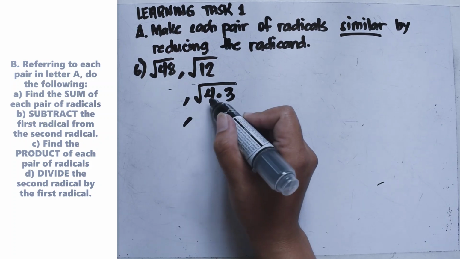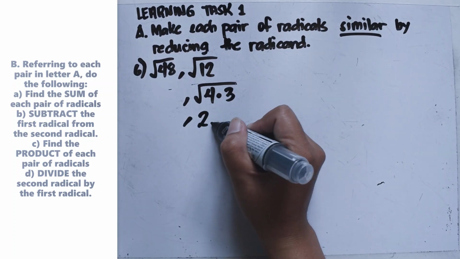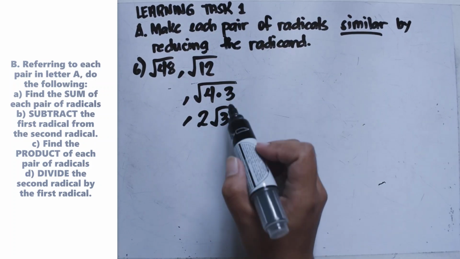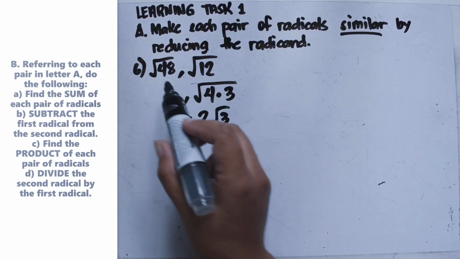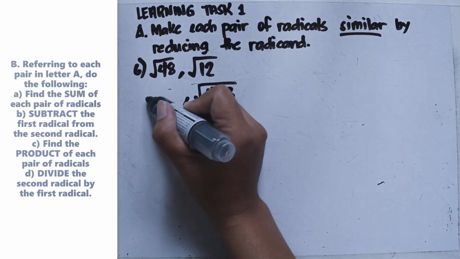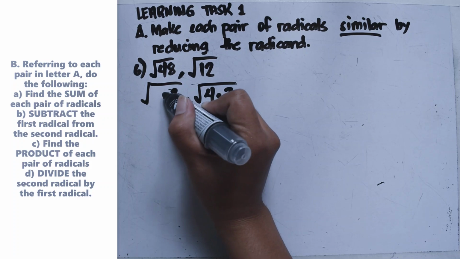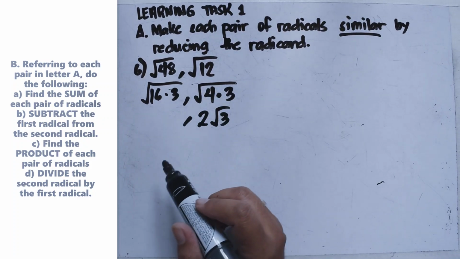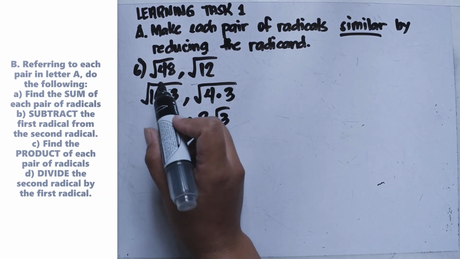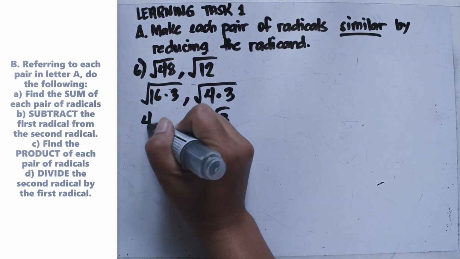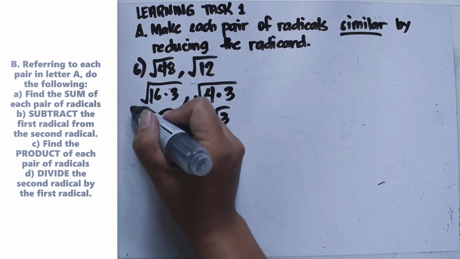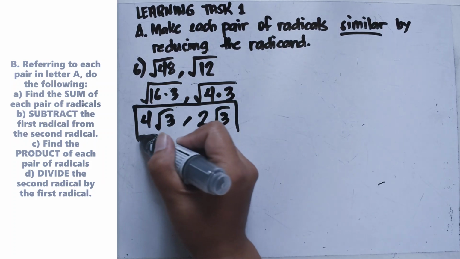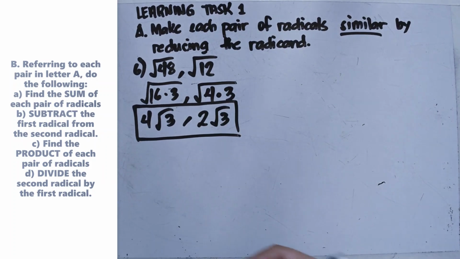So, what is the square root of 4? We have 2 and then copy square root of 3. Inuna ko to para alam na natin yung clue natin. Ang hinahanap natin na factor nito na isa ay 3. Anong number yung kapag tinayin natin sa 3 ay 48? Tama, 16. 16 times 3 is 48. What is the square root of 16? We have 4, and then square root of 3. Eto na po yung ating similar radicals: 4 square root of 3 and 2 square root of 3.